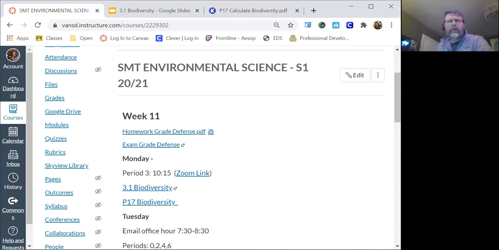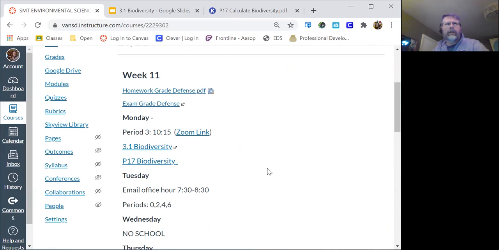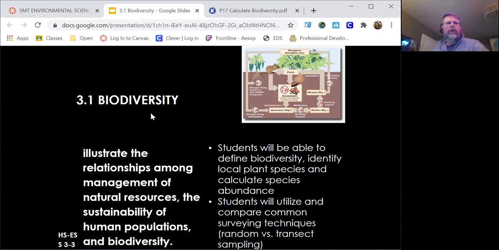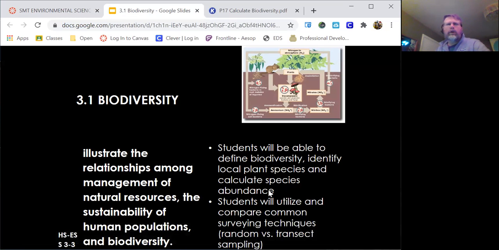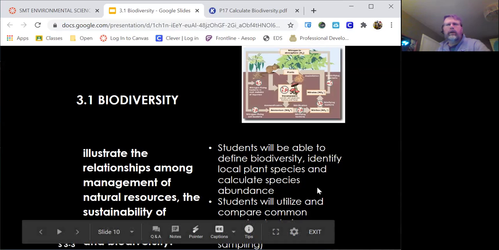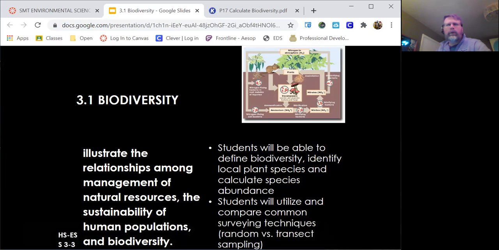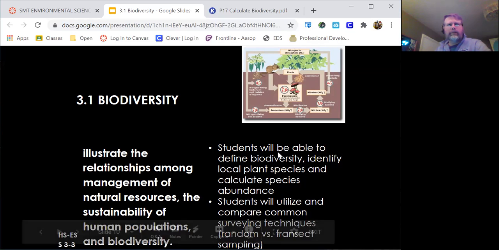So today we're talking about the beginning of week 11 and our biodiversity lesson. Students will be able to define biodiversity, identify local plant species, and calculate species abundance. So this is leading into our next lab. We have some things we need to be able to calculate, and students will utilize and compare common surveying techniques to do that.